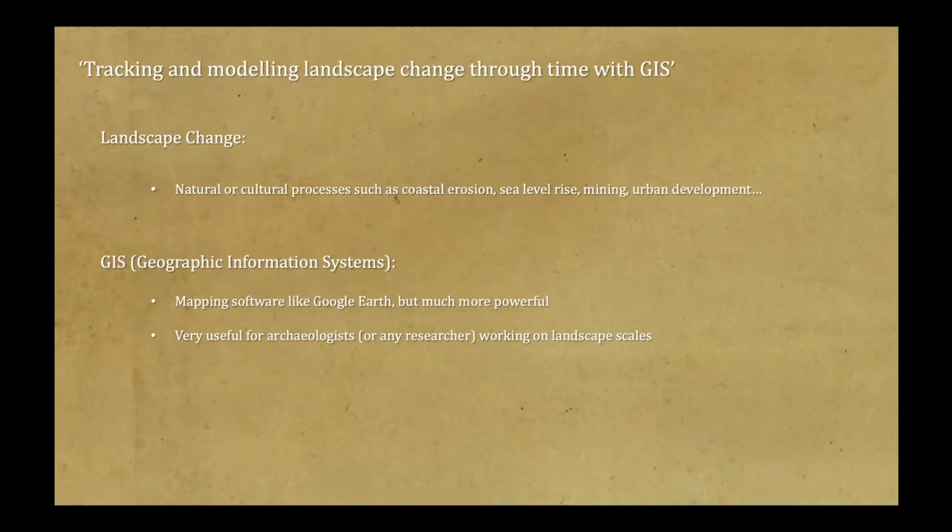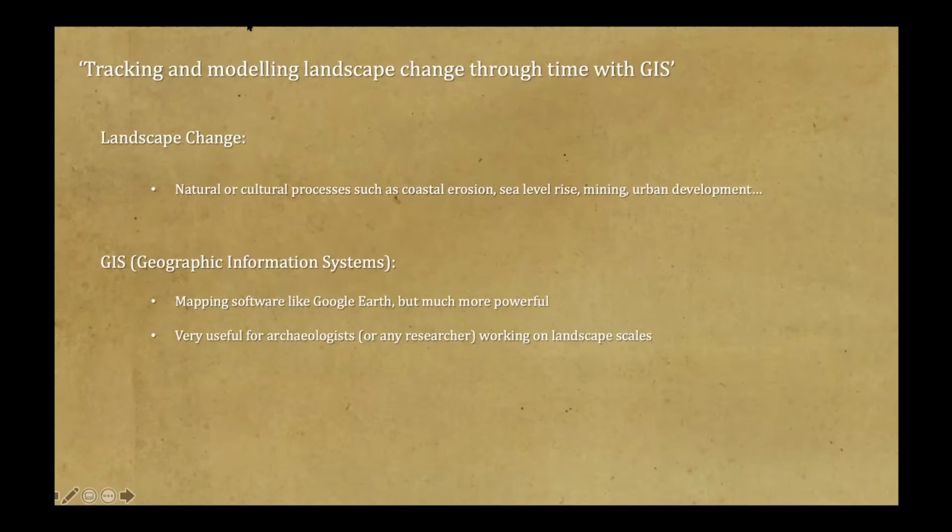What do I mean when I say landscape change? I'm talking about natural and cultural processes such as coastal erosion, sea level rise, mining, and urban development. So large-scale changes that took place to the world around us. And for those who don't know, GIS stands for Geographic Information Systems. It's sort of like Google Earth, but much more powerful.